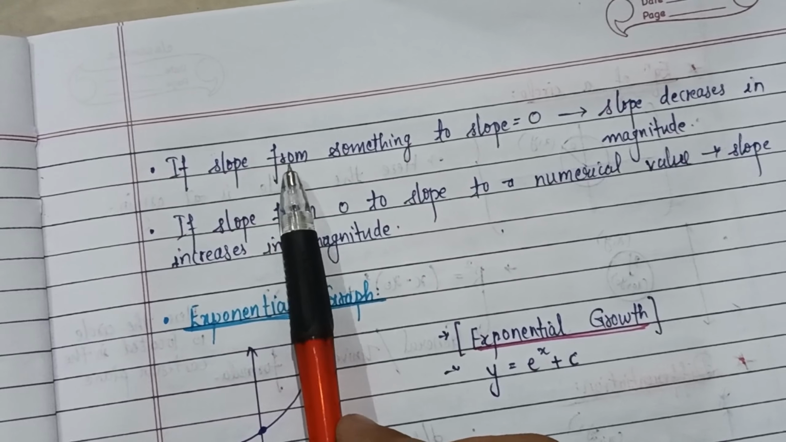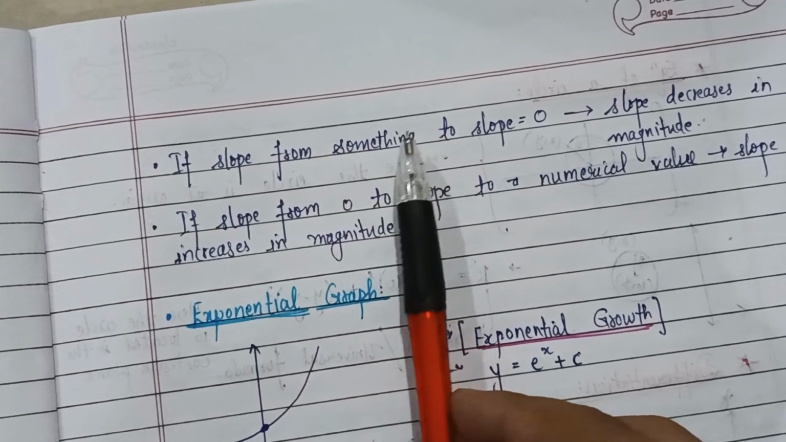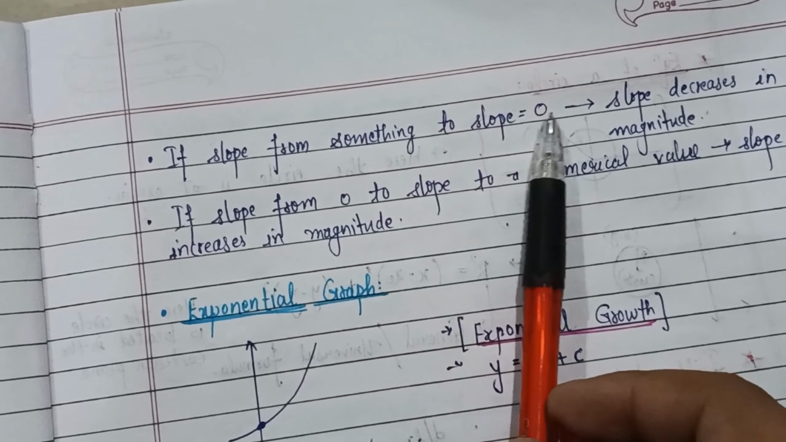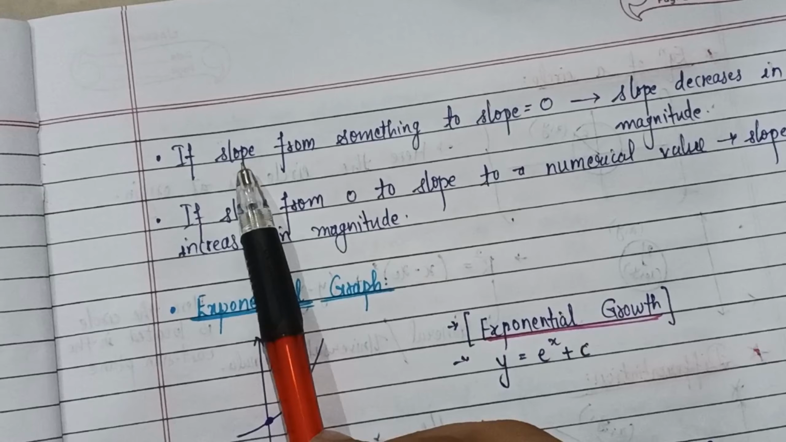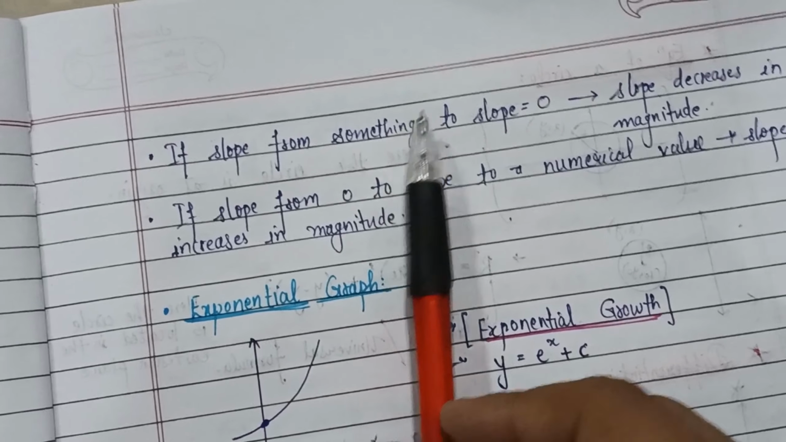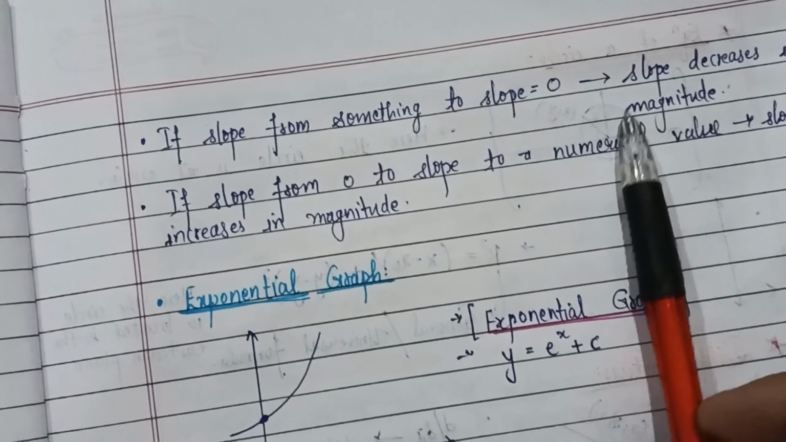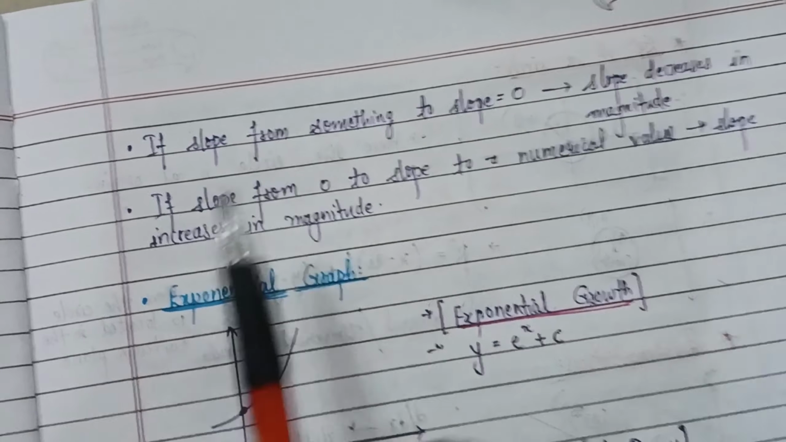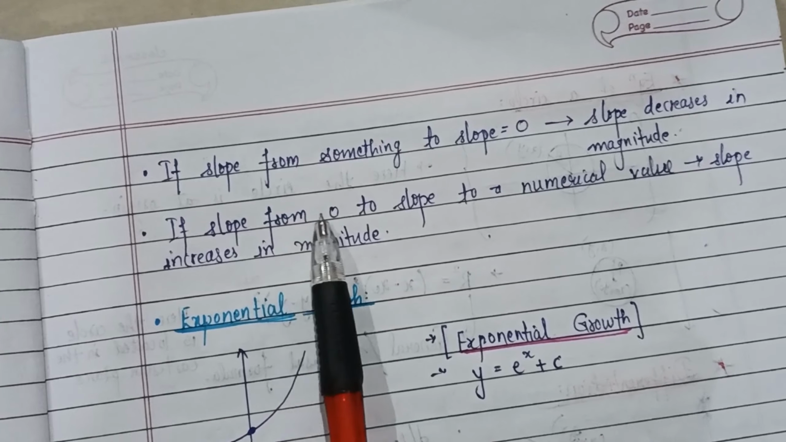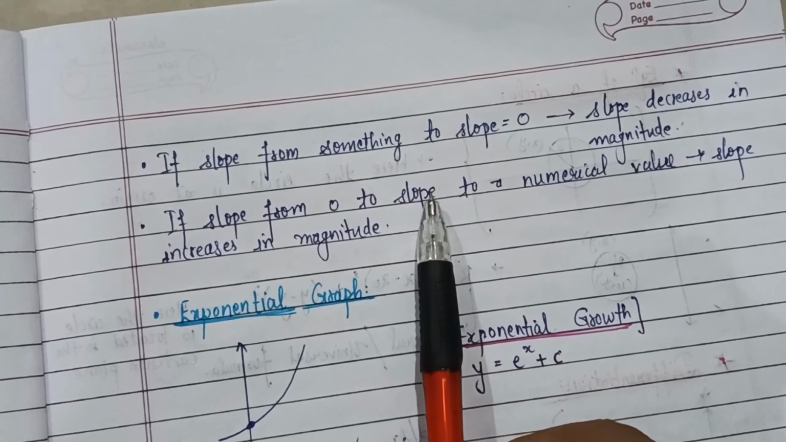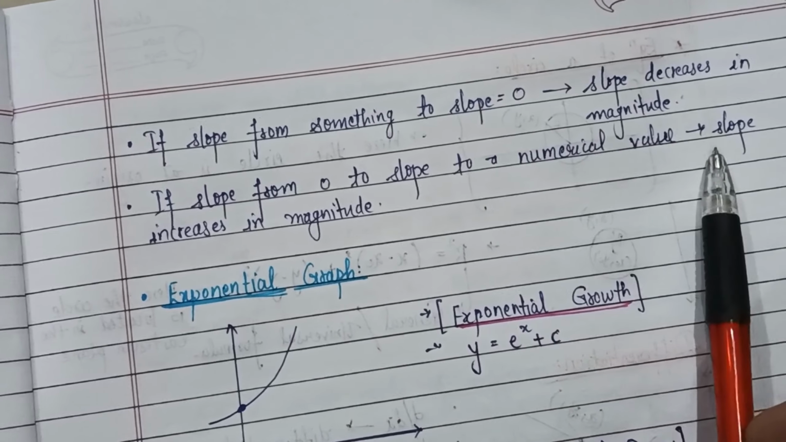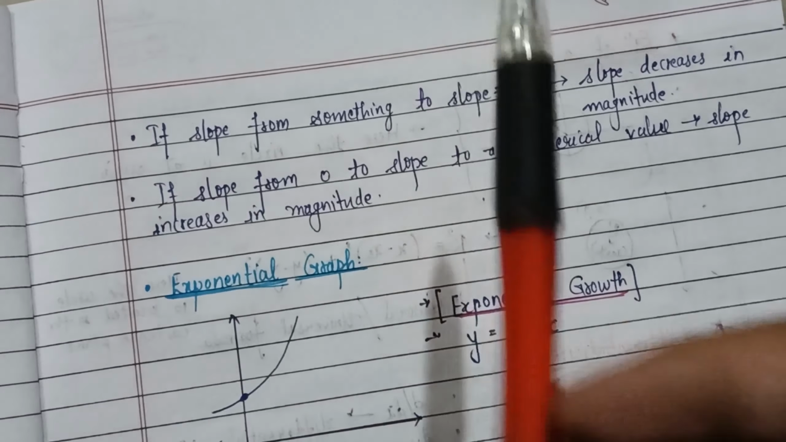If the slope goes from a numerical value to slope equal to 0, then the slope decreases in magnitude. If the slope goes from 0 to a slope with a numerical value, the slope increases in magnitude.